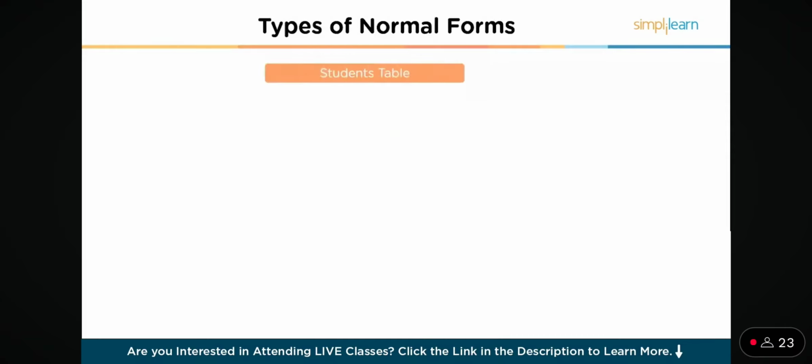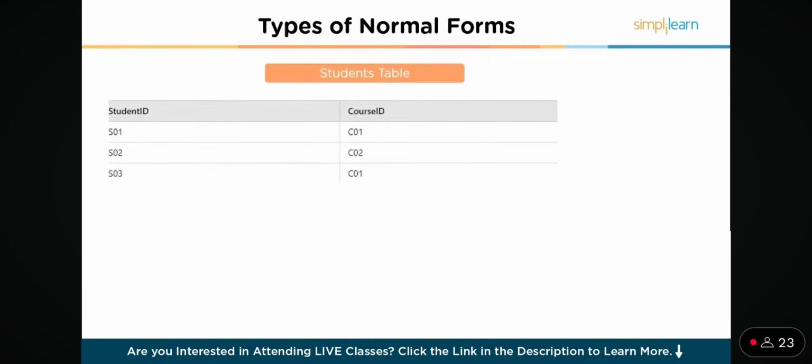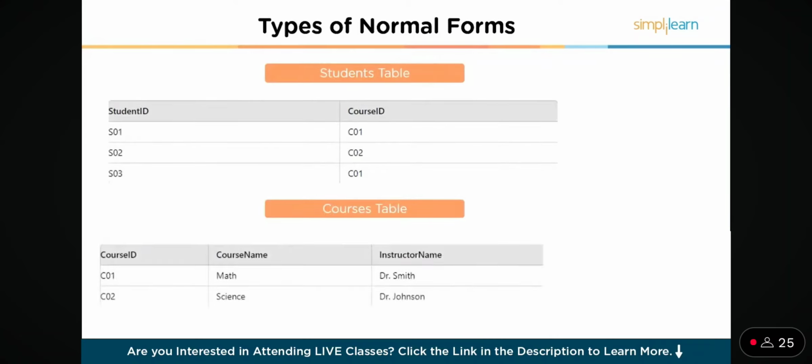To achieve 3NF, we split the table to remove the transitive dependency: the student course table and the course table. No transitive dependency. Now, in the student course table, there are no non-key attributes depending on other non-key attributes. The course table stores the course and instructor information separately. This structure eliminates transitive dependency, ensuring the tables conform to 3NF.